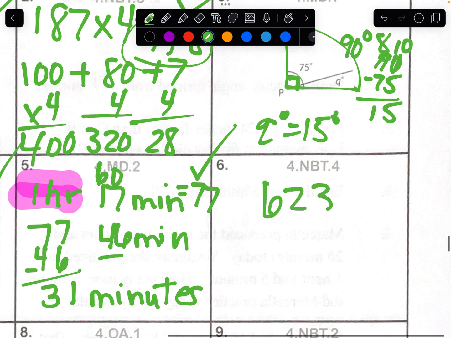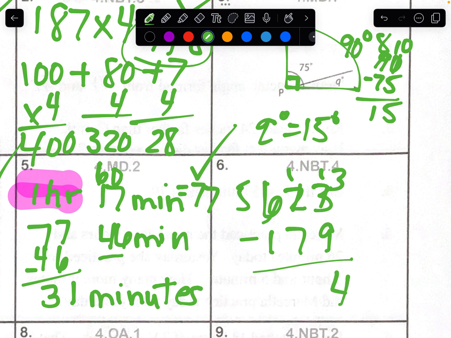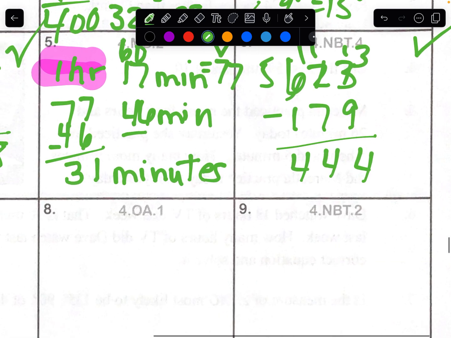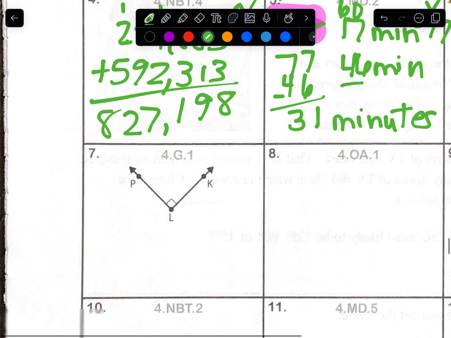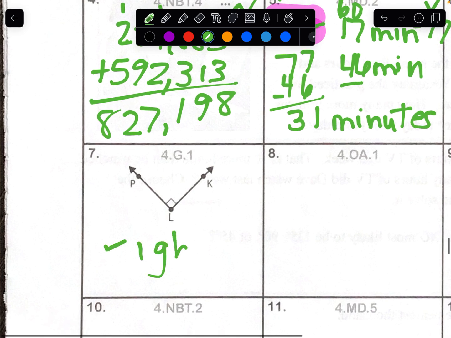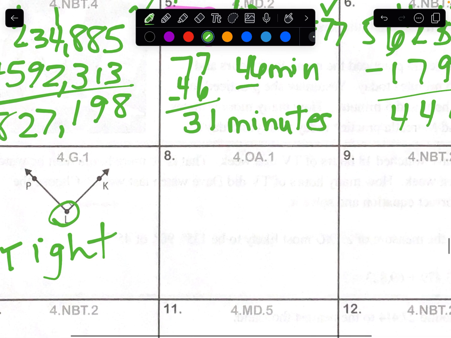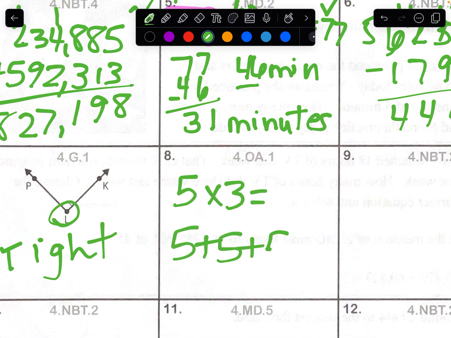All right, number 6 is also subtraction, definitely with some regrouping. For 444. That's a cool answer. All right, number 7, I can already tell you this is a right angle because of that right there. All right, number 8, write and solve a number sentence for 5 tripled. So 5 tripled is 5 times 3, or 5 3 times, but for both answers being 15.